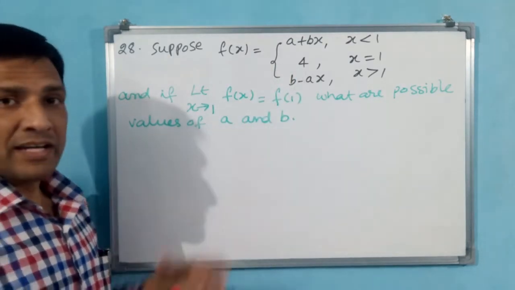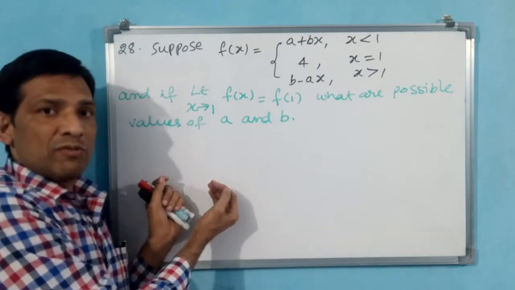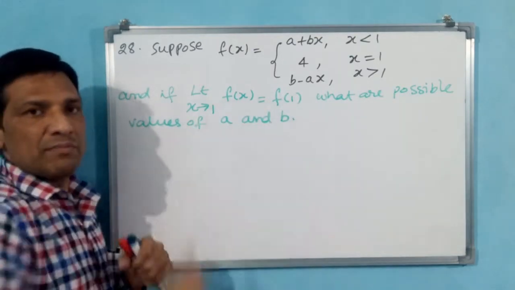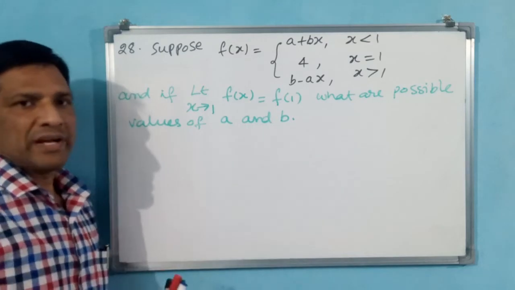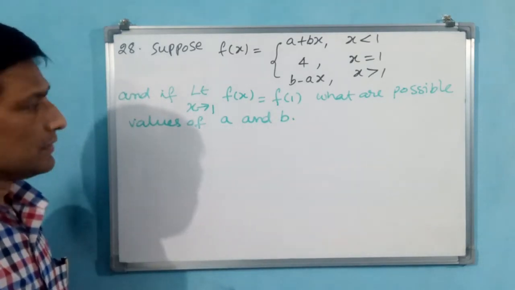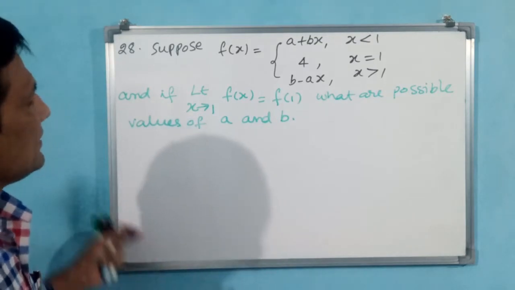Then accordingly, see, when they have given an equation equal to some value, 4, then 2 equations will come to find a, b. With 2 equations you can find a and b. Okay? Let us proceed. See what I am writing.